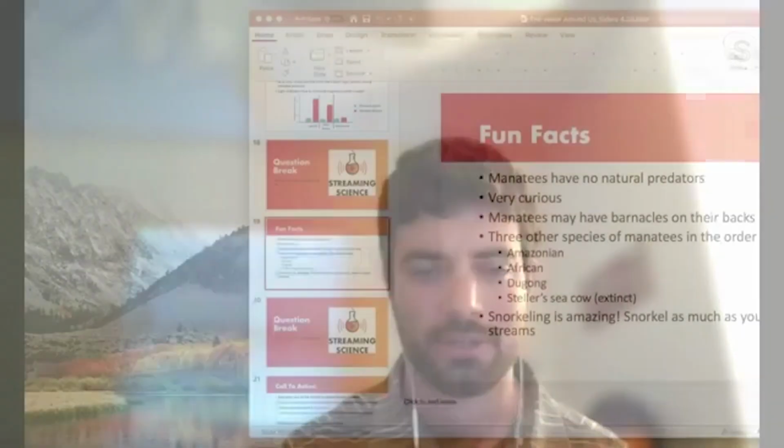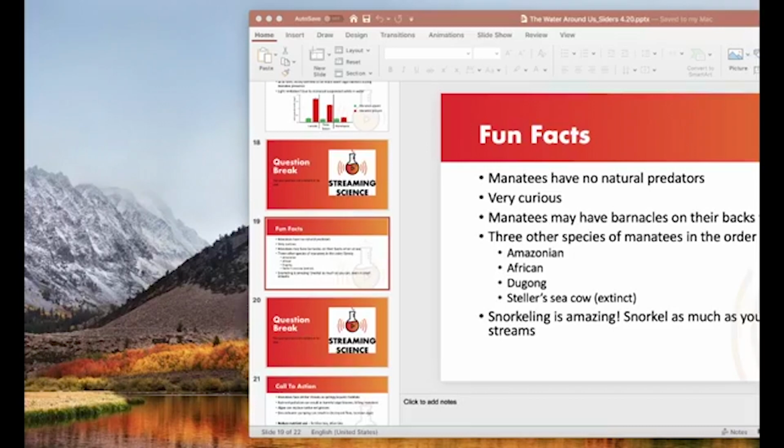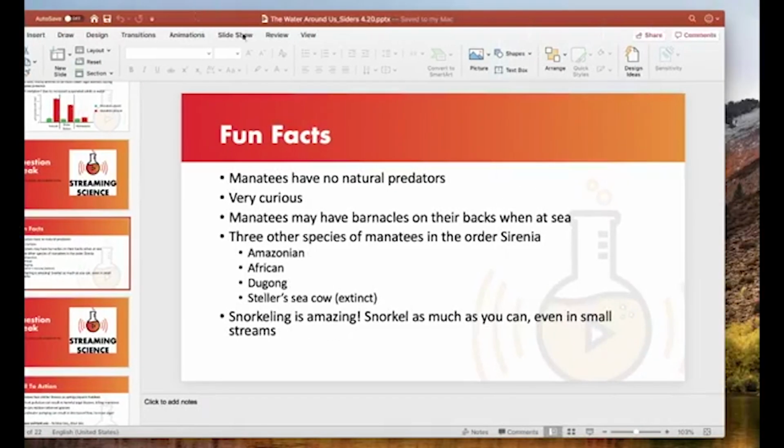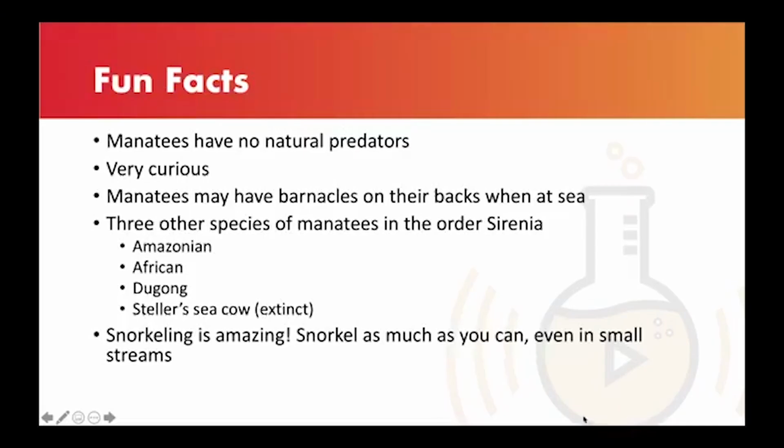Some fun facts. As I just previously said, and kind of segues into this, manatees have no natural predators. Alligators actually don't predate on manatees. Sharks don't either. I think there's a video on YouTube of an alligator hitching a ride on a manatee's back, which is kind of funny, so I'd encourage you to check that out. It's a smaller gator than the manatee, but it's pretty funny.